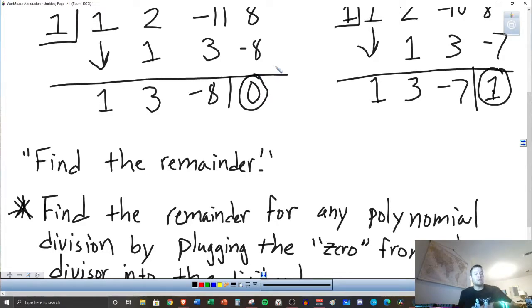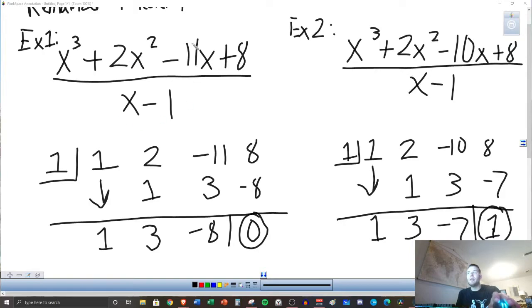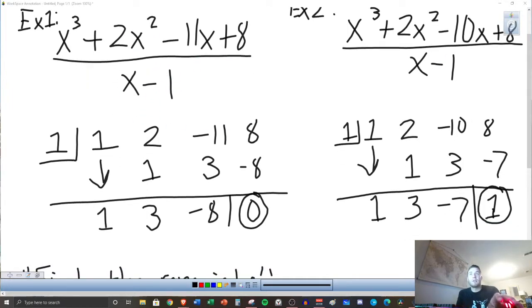And that's the purpose of this rule. That's what we're trying to get at with this lesson: if I have polynomial division, and the question says, what is the remainder? This is all you have to do. Just take the 0 from the divisor and plug it into the original equation.